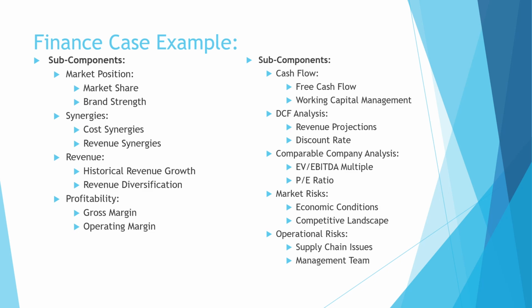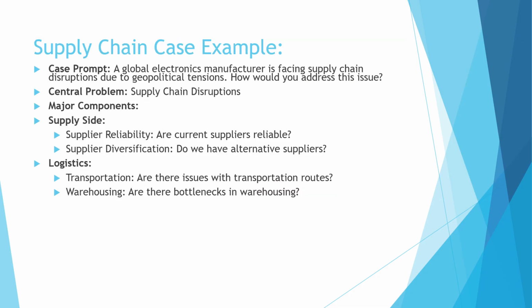Let's move on to a supply chain scenario, an increasingly important challenge in today's global business environment. Think about a global electronics manufacturer facing supply chain disruptions due to geopolitical tensions. The root problem in our issue tree is supply chain disruptions. From there, we branch out into supply-side concerns, like whether current suppliers are reliable and if there's a healthy diversification among suppliers. Logistics is another vital area.